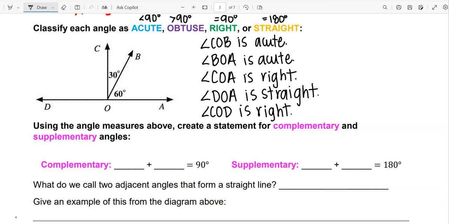Notice, what's the middle of every angle name we put up here? O, because that's the center of all of your angles. That's the elbow of all of your angles. Your elbow has to go in the middle of your name. Questions?